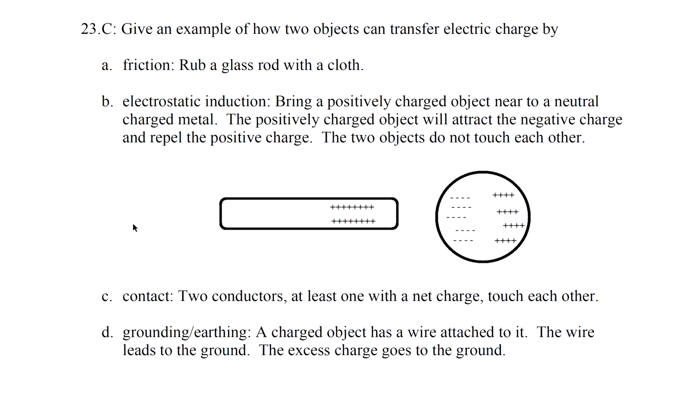Part C, by contact. Two conductors, at least one with a net charge, touch each other. And finally, grounding or earthing. A charged object has a wire attached to it. The wire leads to the ground. The excess charge goes to the ground.